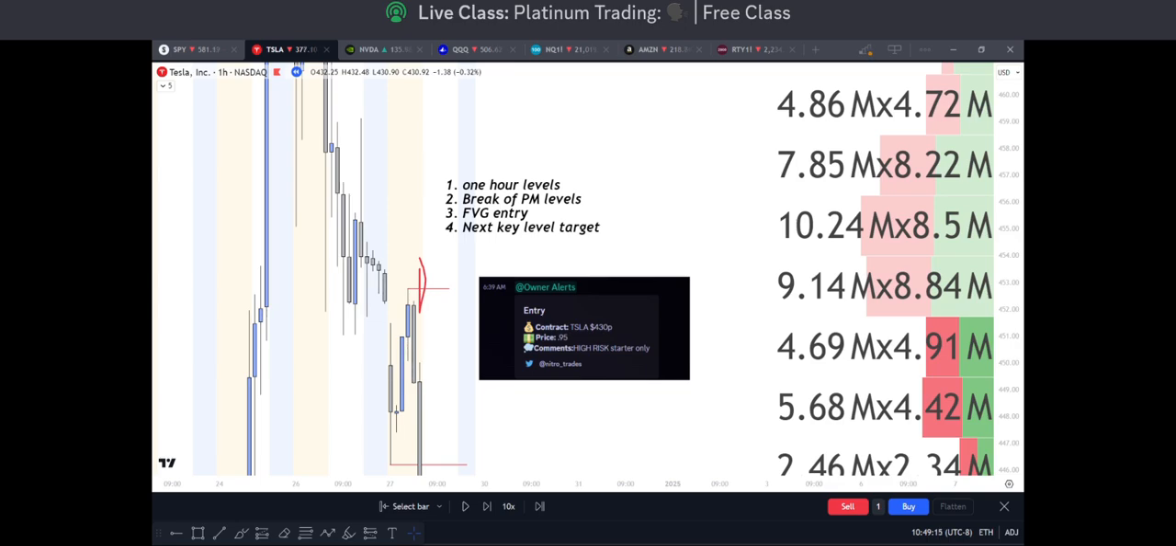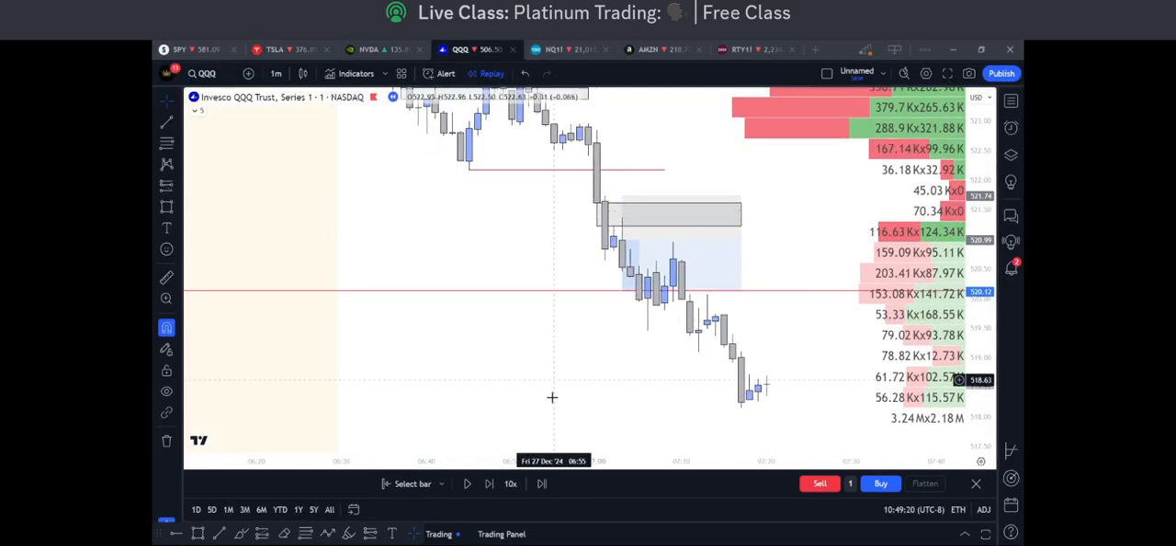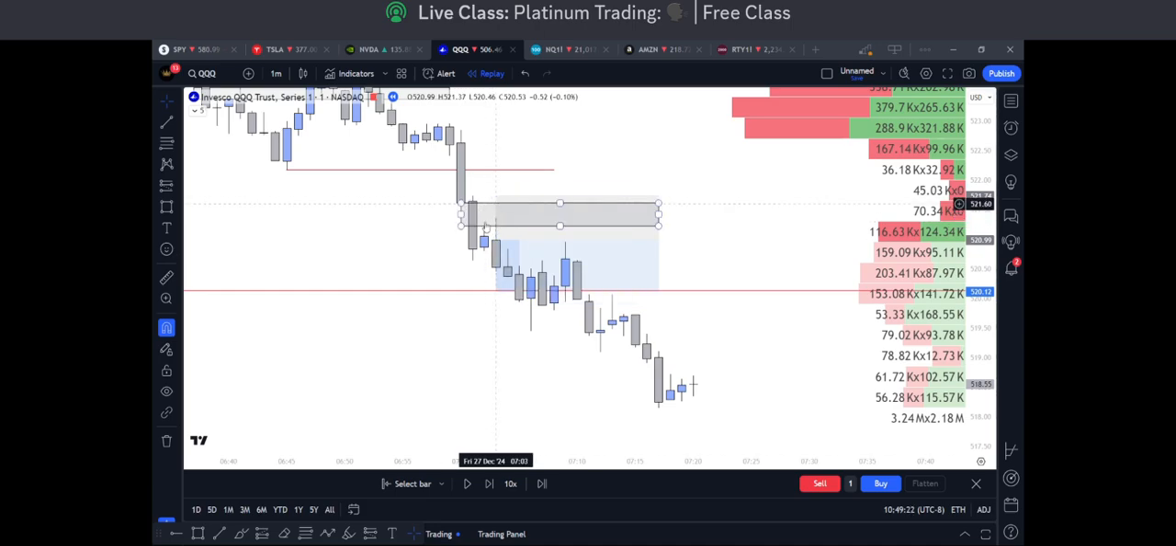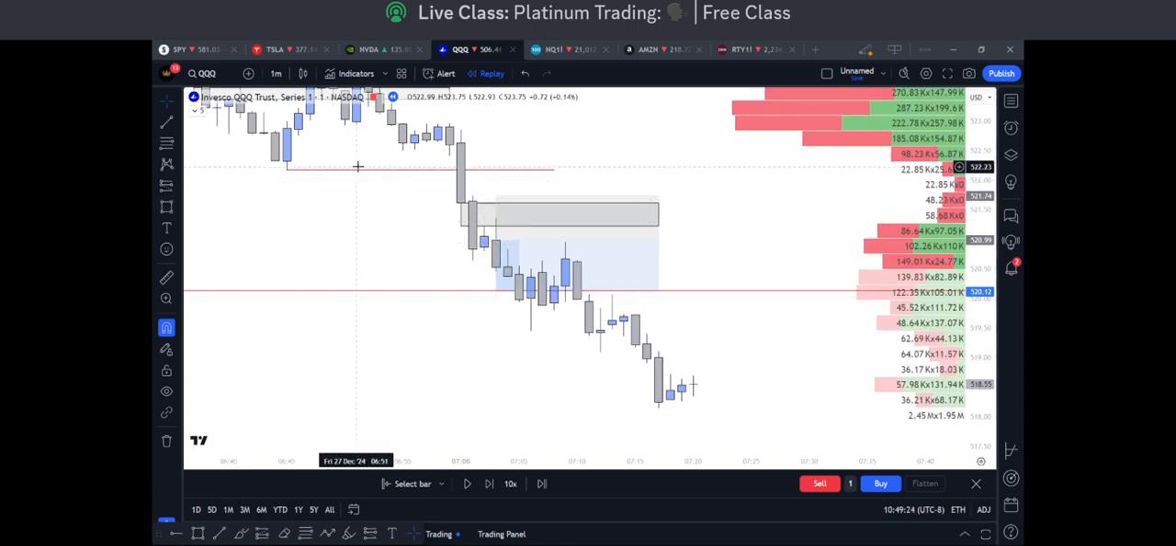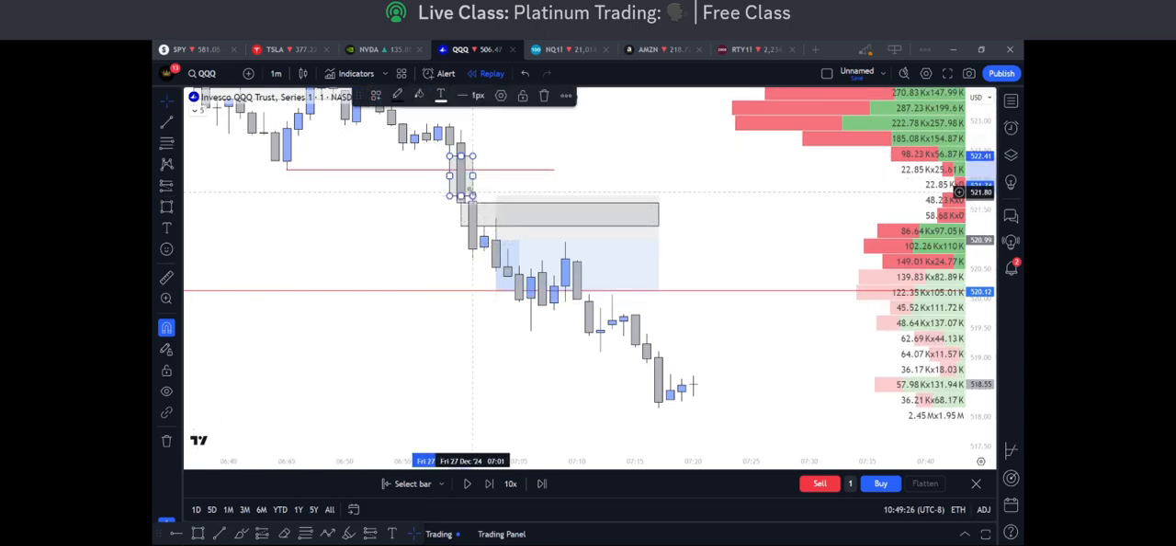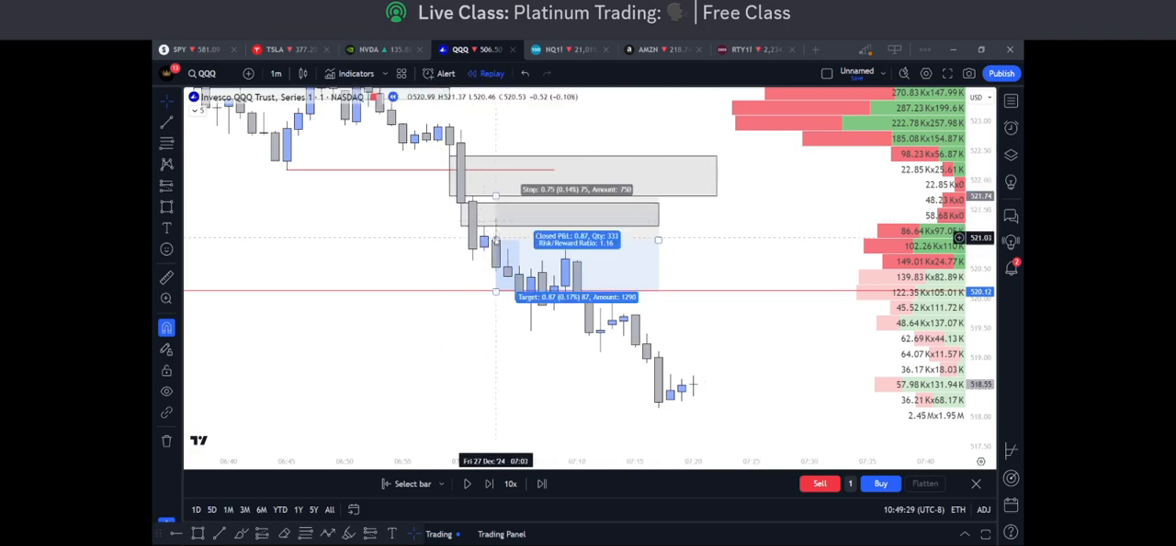Why not take the previous fair value gap? Because the one that respects is the one I go for, right? For example, if price didn't respect this one right here and then just disrespected it and made its way back up to this one, I'll take this one instead. But in this case, price came into it, respected very nicely, so I'm good to go.